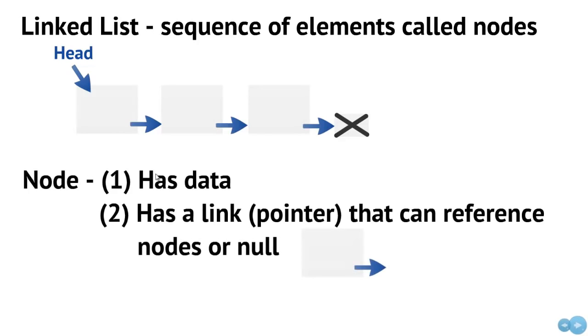And the nodes themselves have data. So in our example, we just simply had a name, but we could certainly have a lot more data associated with each node. And not only does it have data associated with it, it has to have a link or a pointer that can reference other nodes, or it can reference the value of null.